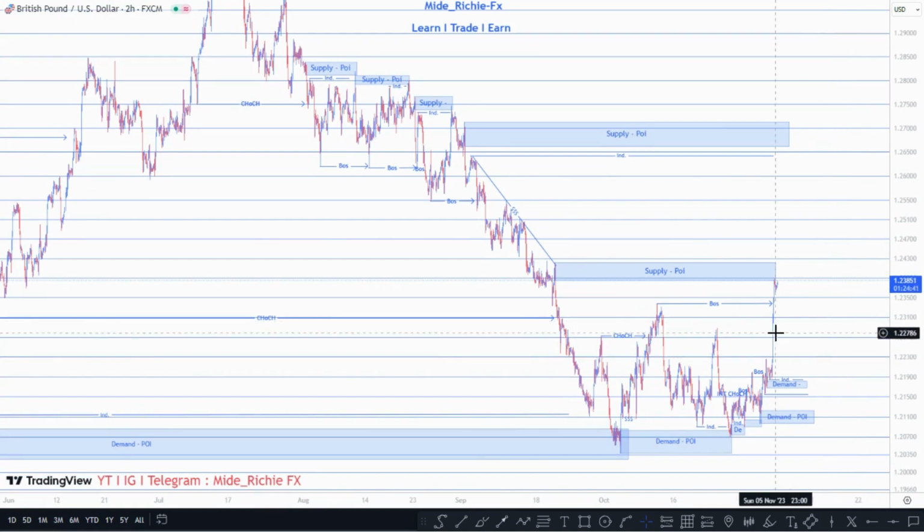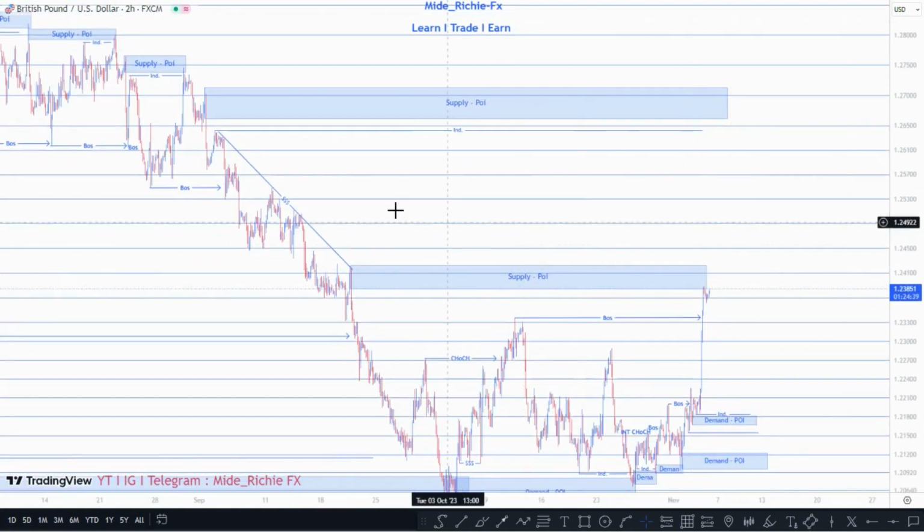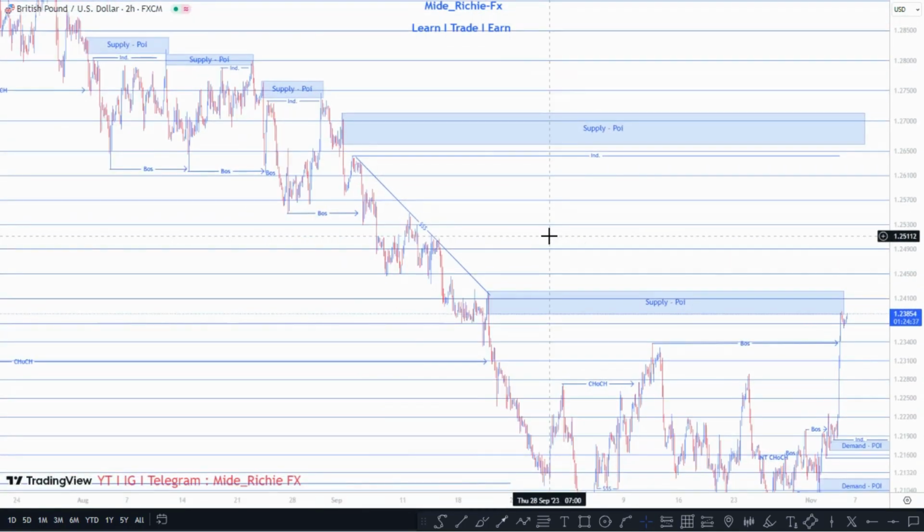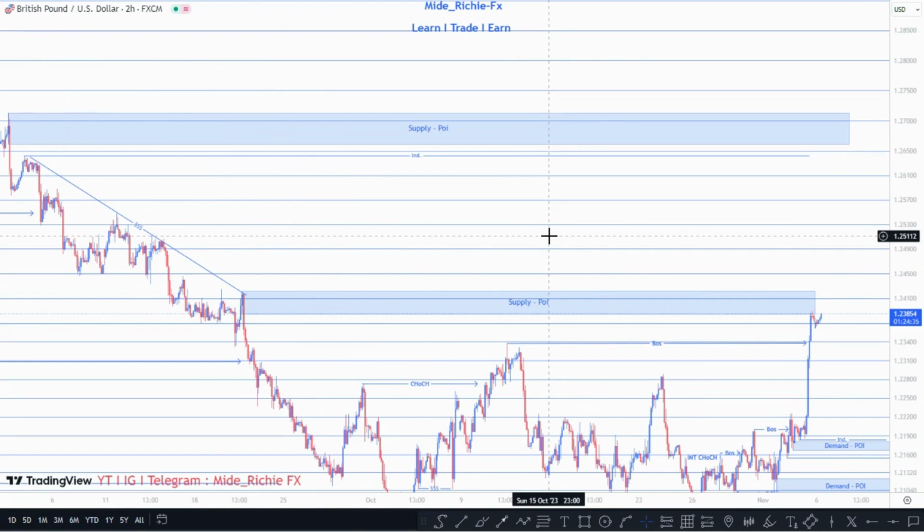And yeah, I think you guys now see what I'm expecting, and what GBPUSD will likely do for the week. And yeah, so that's basically it.